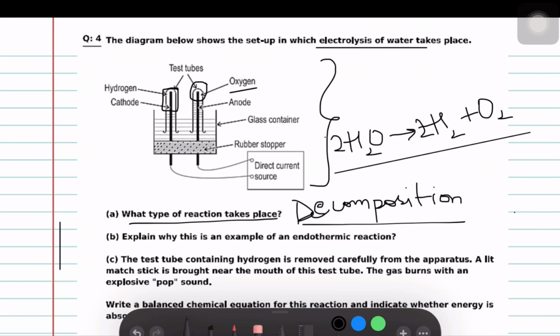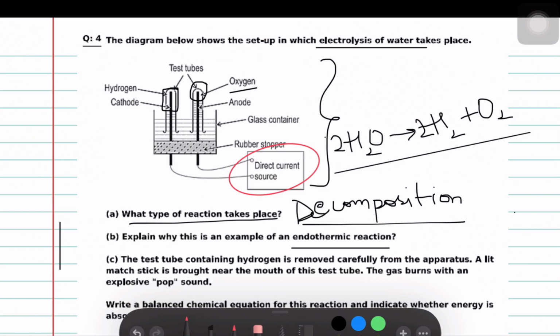Explain why this is an example of endothermic reaction. As we can see, energy is being provided. Unless you provide this energy, the reaction won't happen. If you have a glass of water, it doesn't just break into hydrogen and oxygen on its own, not unless you connect it in a circuit and provide energy, right? So it's an example of endothermic reaction, because unless the electricity is supplied, the reaction would not occur.